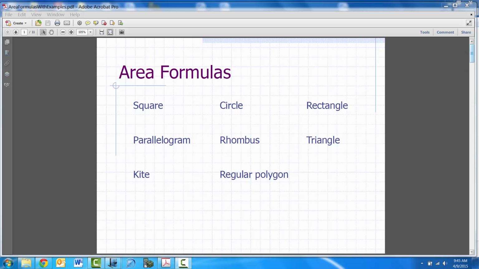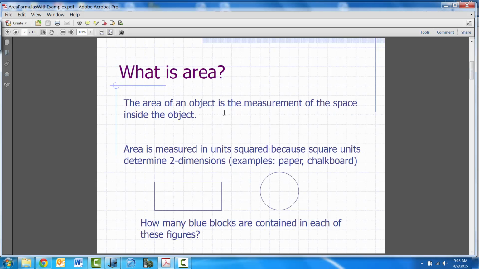Area formulas. I gave you this printout on Friday. What? On Thursday last week? Two weeks ago? What? Or no, Tuesday. Wow. Good start to the video. Before we had our Thursday off before Easter. Anyway, here's page 2.